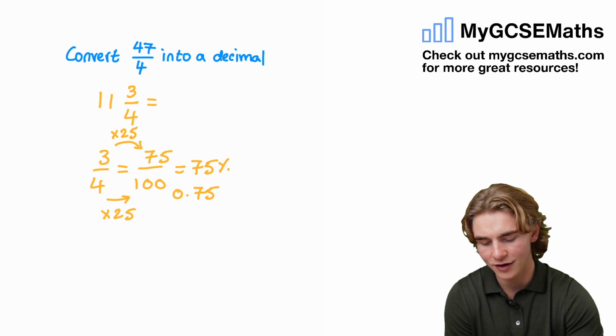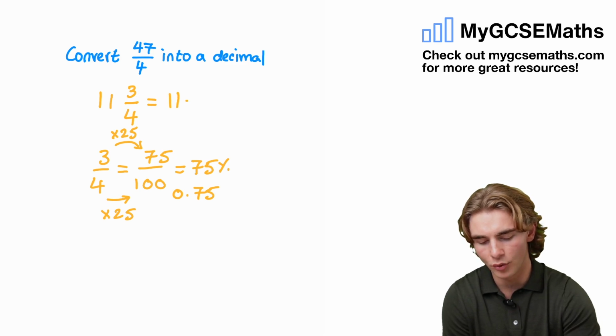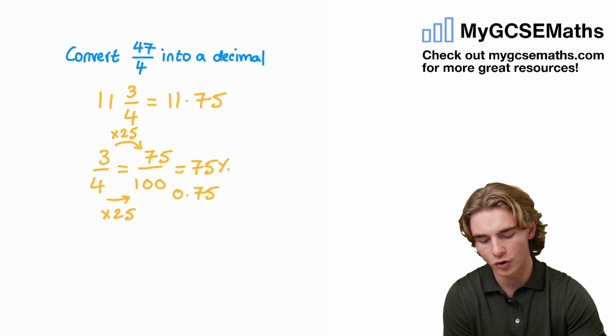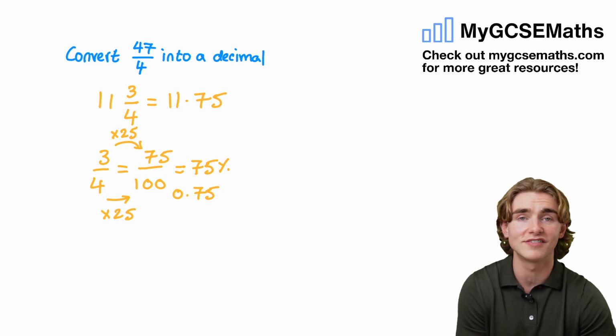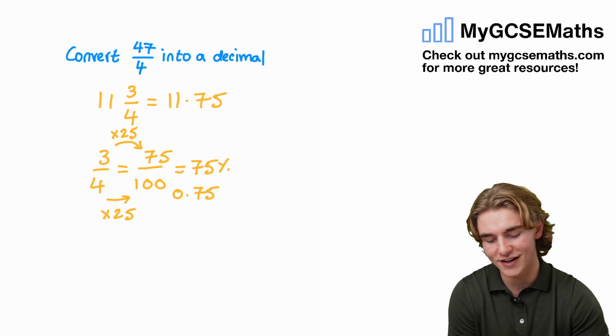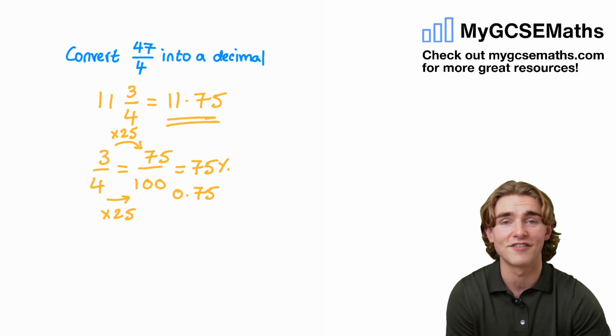so we can write 11 and 3/4 as 11.75. So what we've done there is we've just swapped the fraction of 3 over 4 for our decimal of 0.75, giving us our final answer of 11.75.